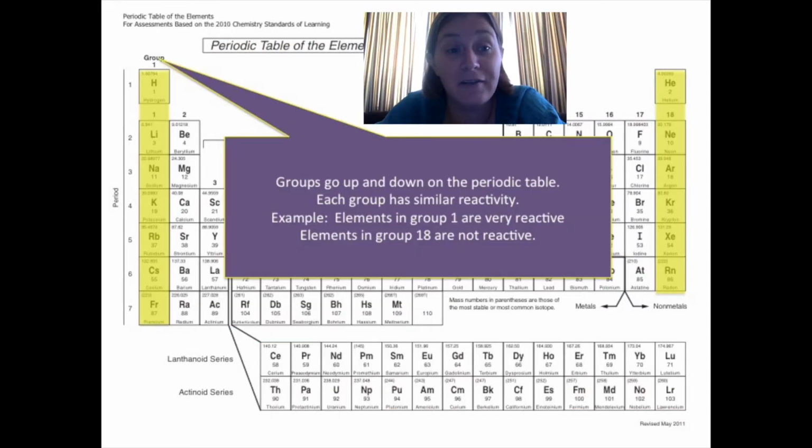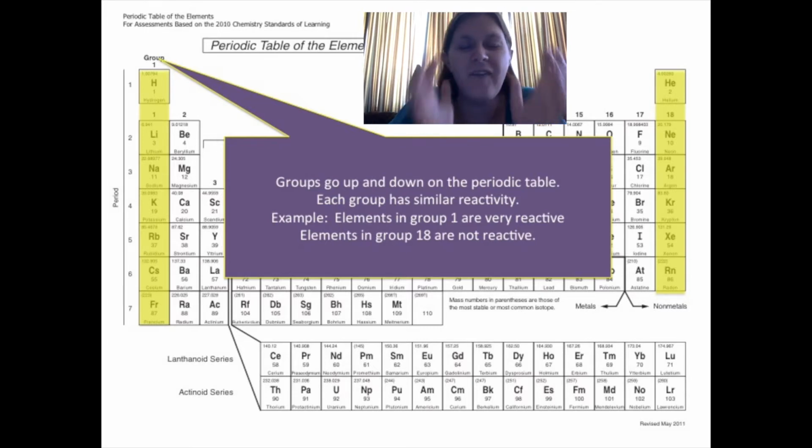So at the start of the video, I was saying how the periodic table can be used as a roadmap. I'm going to show you 2 of the ways. The first way is understanding the periods and groups. Groups are the categories that go up and down on the periodic table. They tell us how reactive the element is. Every element in the same group has the same reactivity. So group 1, very reactive. You put them in water, boom, they explode. Group 18 doesn't do anything. They just sit there. They're not reactive.